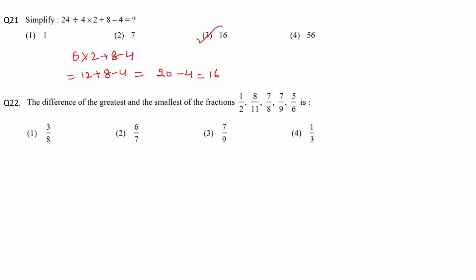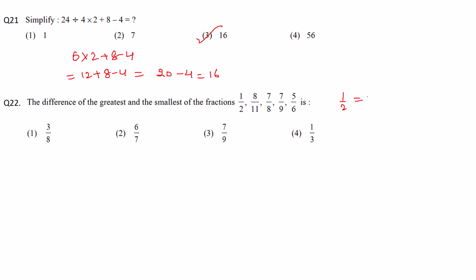Now the next question is the difference of the greatest and smallest of the fractions. Now see, if the numerators are same for all the fractions, then easily we can find which is greatest and smallest. Now here all denominators are different, even numerators are not same for all. So in such a case, one of the ways is to find the LCM, but there are so many numbers, it is going to take a lot of time. So I will suggest what you do, you divide and convert into decimal, so that you can do it quickly. So I am doing it.